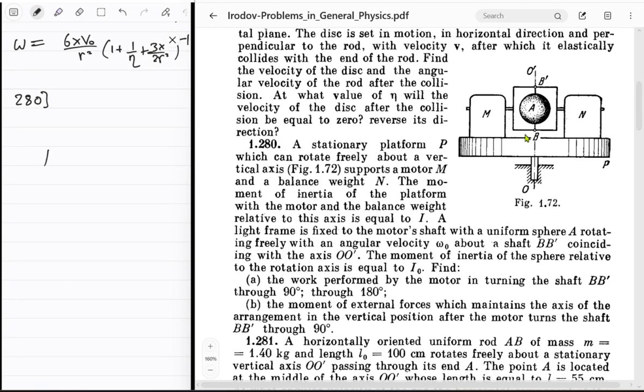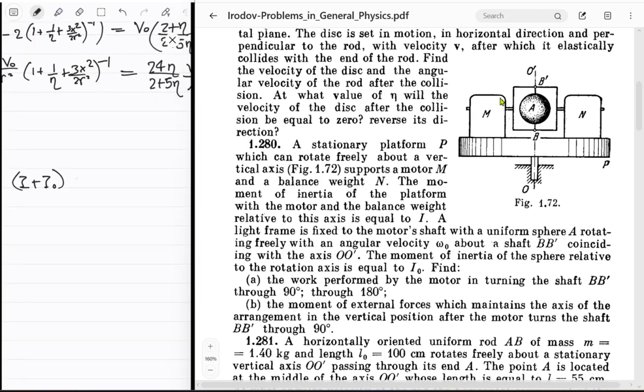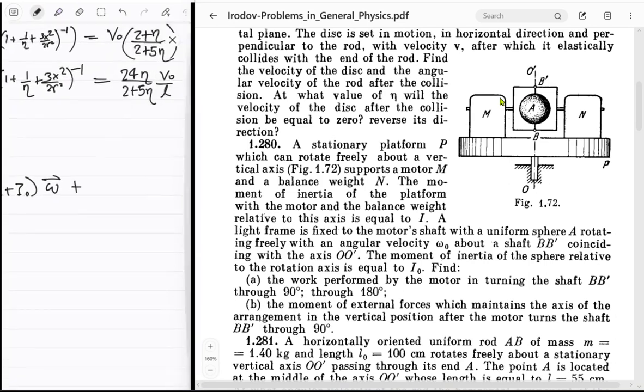Okay, cool. So what do we get? We just get the total angular momentum is equal to the inertia of this whole thing, of the platform and everything included, plus I naught times omega vector and plus I naught times omega dash vector, right? Because along any diameter it's going to be I naught, so we don't have to worry about that.